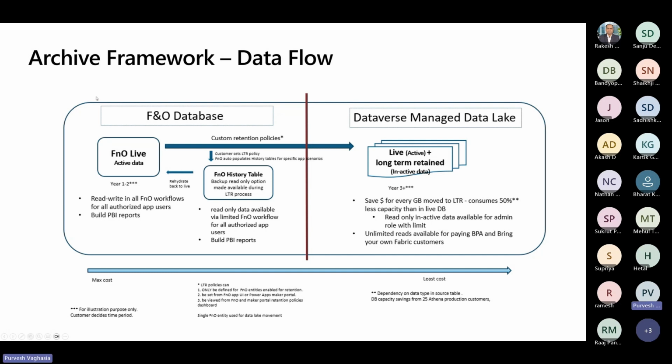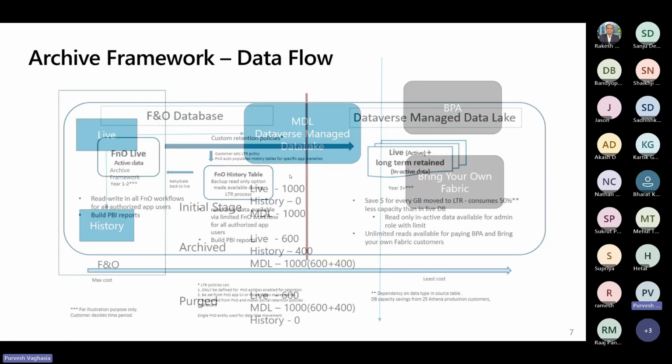So that was the overall flow of the data from the FNO database to the managed data lake, and even within that, how the flow will work in terms of the live table to history and history to live. Keep in mind that with the new purge functionality that will be introduced, the data is gone from your history table and you will not have any other option left to restore it back. So until you perform the purge, you will always have an option to restore the data back into the live table. Let me move next.